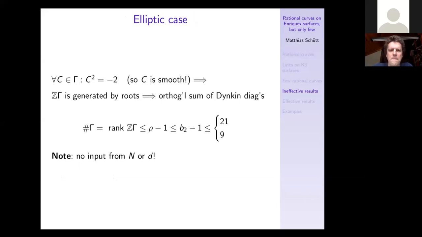So let's talk about the elliptic case. Now, what are intersection numbers of curves on K3 surfaces? They are -2 or 0 or positive. So if gamma is negative definite, you automatically know all the curves in gamma are -2 curves. So every rational curve is automatically smooth. That also means that this lattice, Z gamma, is generated by roots. So it's an orthogonal sum of Dynkin diagrams. And the number of elements in gamma is just the rank of this orthogonal sum. Since this is negative definite, it's bounded by rho - 1, Picard number minus 1. So we get b2 - 1 at most. This is 21 for the K3s and 9 for the Enriques. And if we work over C, the 21 can be improved to 19, but this will not be relevant for our later arguments. Note there's no input or restriction from n or from D. So this is independent of n and D, except that the definition of gamma involved D.